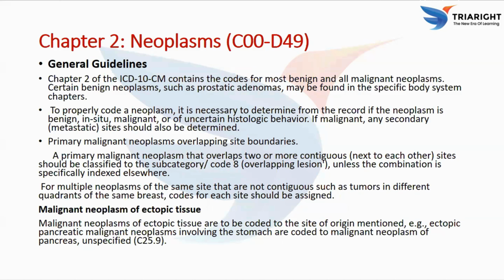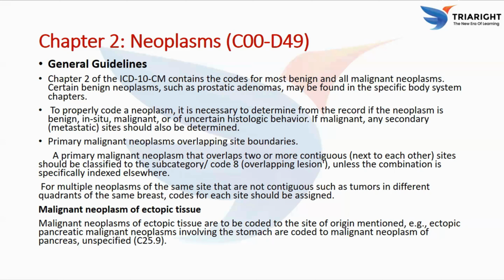So what are the general guidelines for neoplasm coding? First, determine the behavior of the neoplasm, whether it is benign behavior, in situ behavior, primary malignant, secondary malignant, uncertain behavior, or unspecified behavior. Benign behavior is a non-cancerous neoplasm. In situ behavior is a cancer present but not spread.